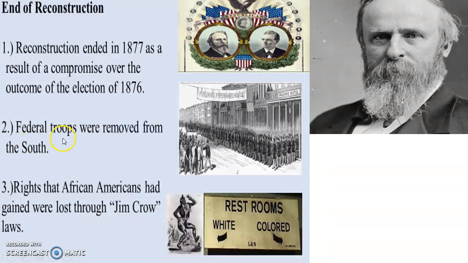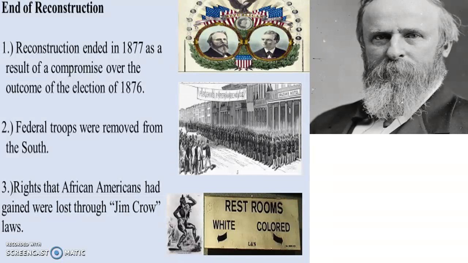It says federal troops were removed from the South. And we remember that the federal troops were needed to be down in the South to enforce the Civil Rights Act and the Reconstruction Acts to make sure the South stayed loyal to the Union and make sure white Southerners, the Democrats, would treat African Americans equally, protecting their right to vote, protecting the rights of citizenship, being treated equally under the law.